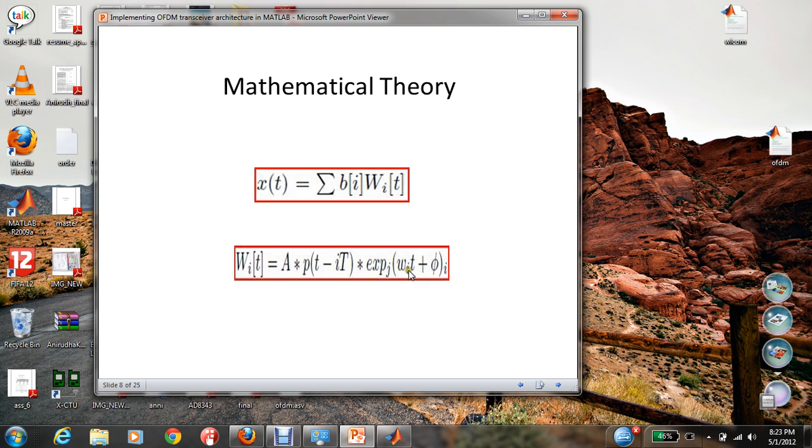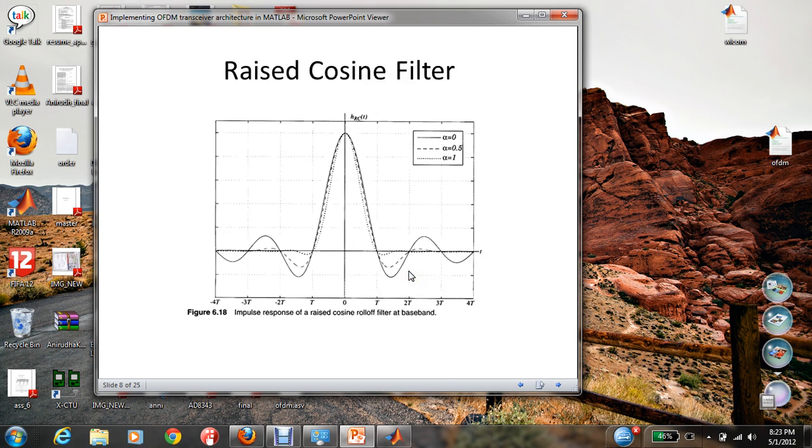So omega I is basically implementing the OFDM concept, where each symbol BI is modulated with each individual subcarrier omega I, and this resultant XT is obtained. This is just the mathematical theoretical concept which has been used. So we use the raised cosine filter in order for pulse shaping.